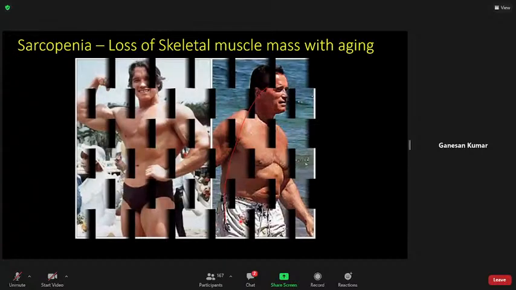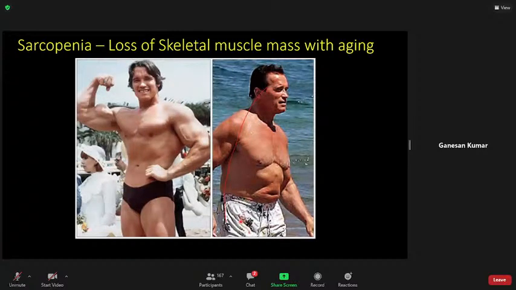Sarcopenia is simply nothing but loss of skeletal muscle mass with aging. So as people age, people will lose muscle mass. That will in turn allow them to lose the strength of the muscle.